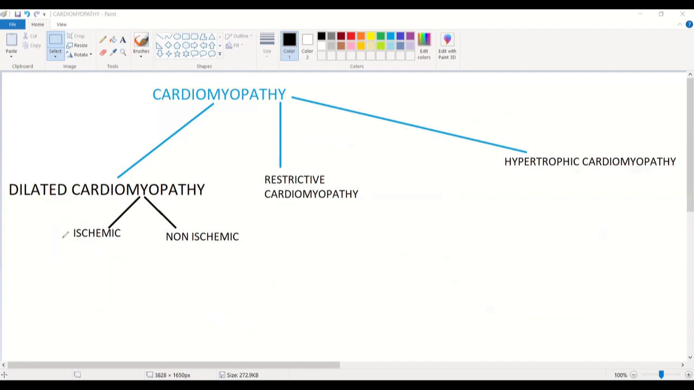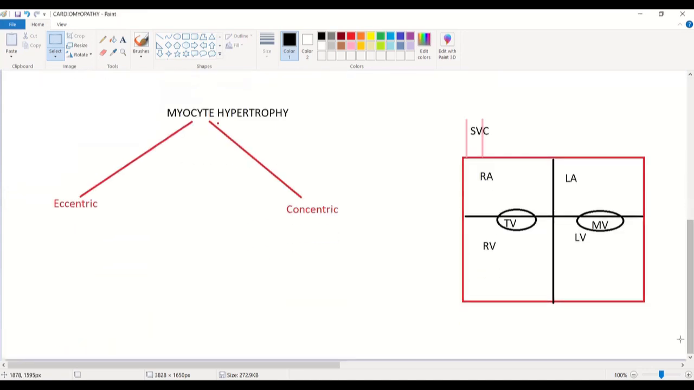Okay, before going into detail on the different types of cardiomyopathy, first we'll discuss the myocyte hypertrophy, right? The myocyte hypertrophy is divided into two types, eccentric hypertrophy and concentric hypertrophy. So these hypertrophy related mechanisms are again very high yield stuff, right? On the exam you get a vignette and they ask about the mechanism behind this pathology.